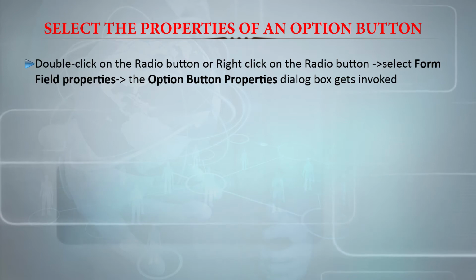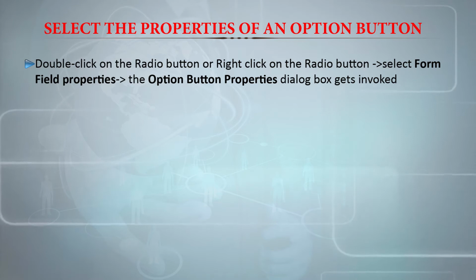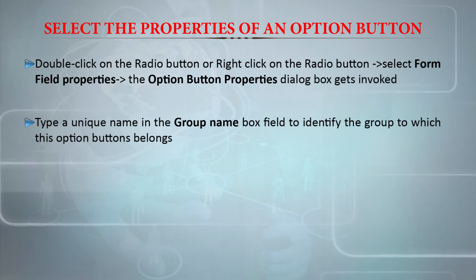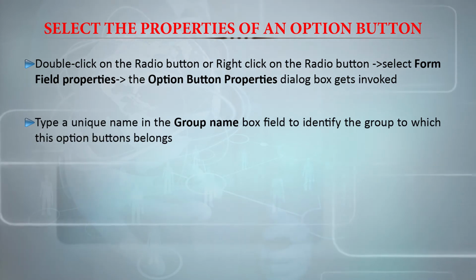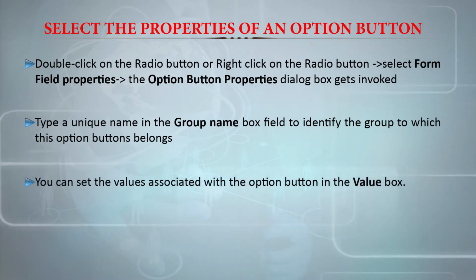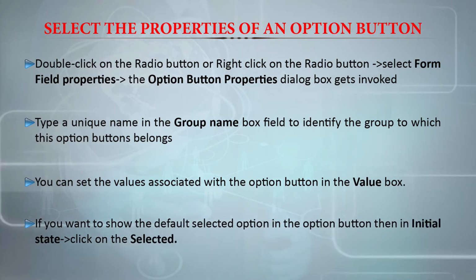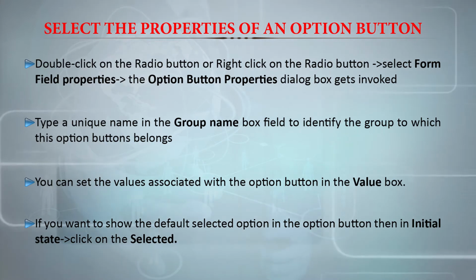Select the properties of the option button. Whenever I am saying option button, I am referring to the radio button. So double click on the radio button or right click on it and then select the form field properties, and the option button properties dialog box gets invoked. Type a unique name in the group name field to identify the group to which these option buttons belong. You can set the values associated with the option button in the value box. If you want to show the default selected option, then click on the initial state and then click on selected.